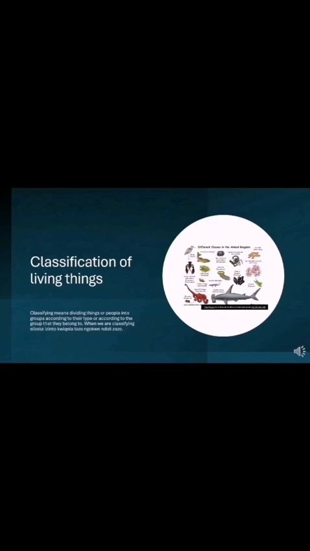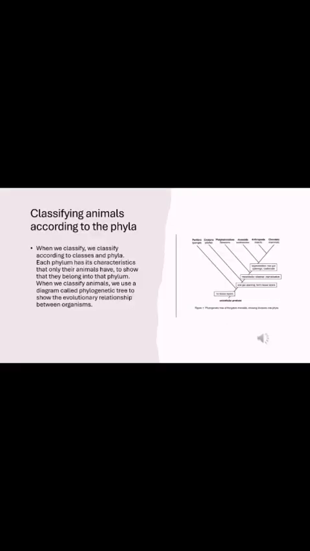Classifying means dividing things or people into groups according to their type or according to the group that they belong to. When we are classifying, we first put things according to their types. When we classify according to classes and phyla, each phylum has its characteristics that only their animals have, to show that they belong in that phylum.